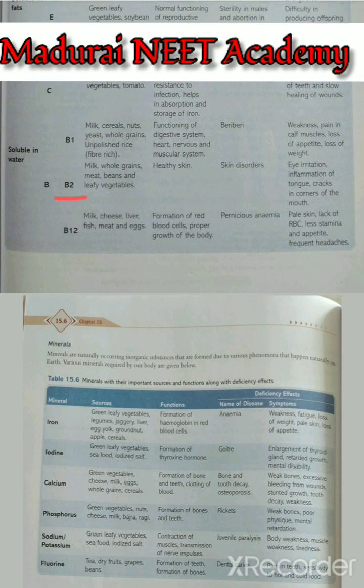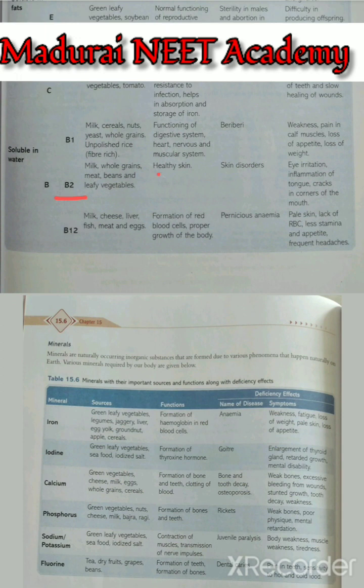Next is B2. B2 is present in milk, whole grains, meat, beans and green leafy vegetables. So altogether you can see the green leafy vegetables, milk and cereals are very rich in all these kinds of vitamins. You can consume pure, good milk, which is more than enough per day. You will get all the kinds of B vitamins in your body.